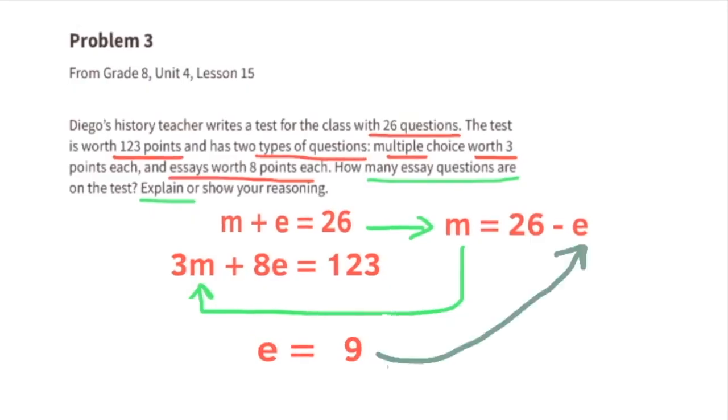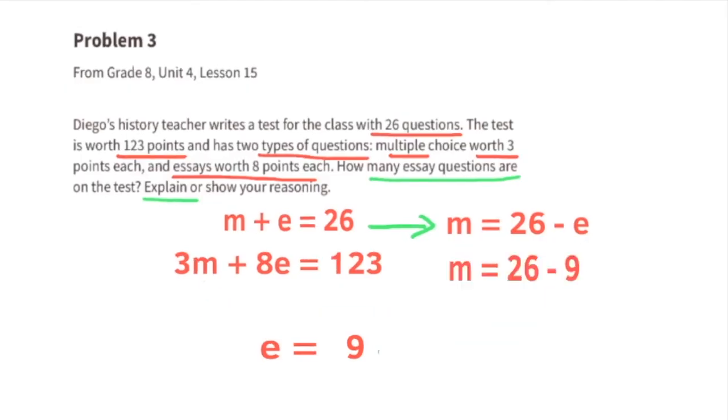Now we can substitute e with 9, making m equal to 26 minus 9. So m is equal to 17. There are 9 essay questions and 17 multiple choice questions.